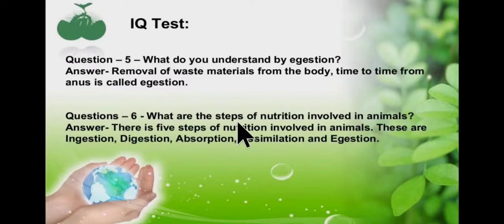Now what are the steps of nutrition involved in animals? Revising it, there are 5 steps of nutrition involved in animals. These are ingestion, digestion, absorption, assimilation and egestion, and we have already studied all these steps.